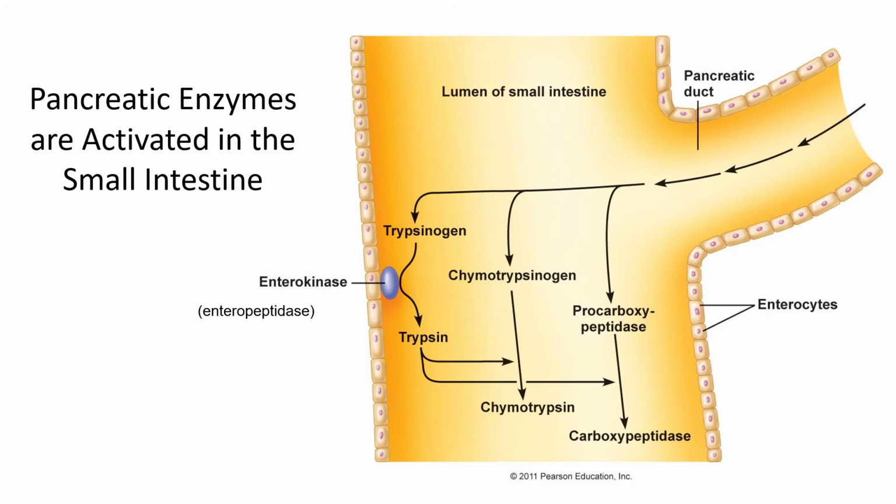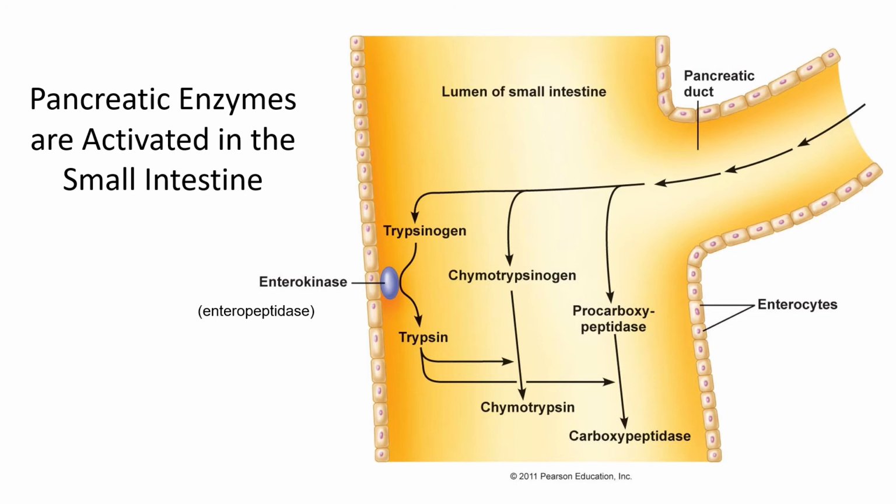The same thing happens with enzymes that are produced by the pancreas. They're not active within the pancreas, but when they get out to the duodenum, there are enzymes within the duodenum that can activate them and change their shape. So for instance, trypsin starts out as the molecule trypsinogen, and what's going to happen is it will encounter an enzyme known as kinase that is stuck to the epithelium of the duodenum.